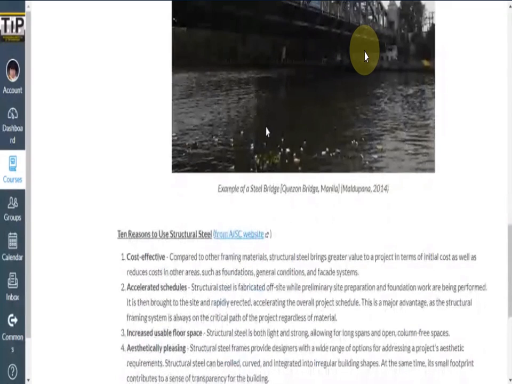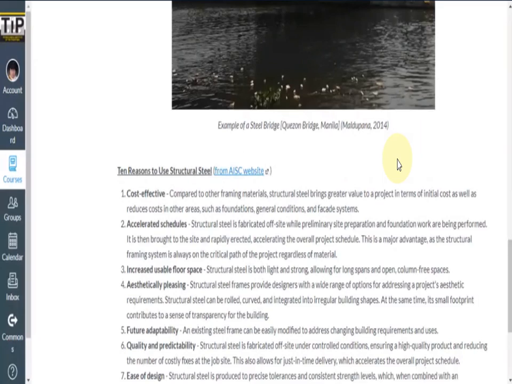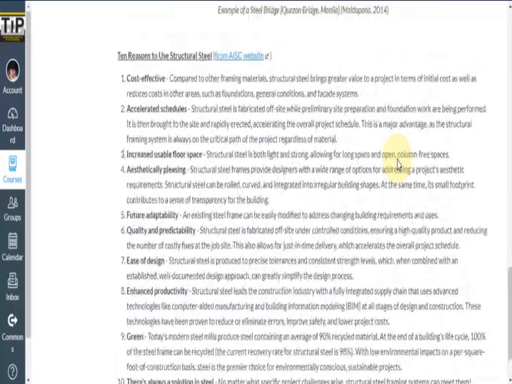Based on the AISC, again, AISC stands for the American Institute of Steel Construction. You may click this link. I just adapted this from there. So what are the 10 reasons to use structural steel? What would be the advantages of structural steel compared to other building materials that we use?